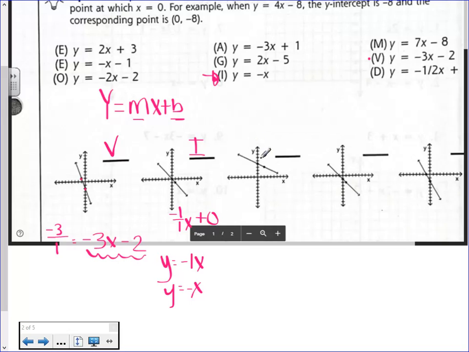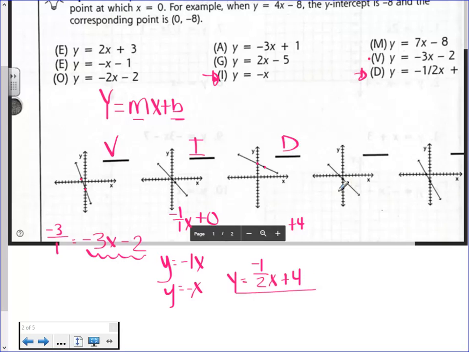The third one right here, I'm looking to see where it crosses my y-axis. It crosses at +1, 2, 3, 4. So it crosses at +4. I know that's my last number of my equation. To get from one point to the next, I have to go down 1 and right 2. So my slope is -1 over 2, and I'm crossing my y-axis at 4. That's the equation that I'm looking for. It's this one right here, D.